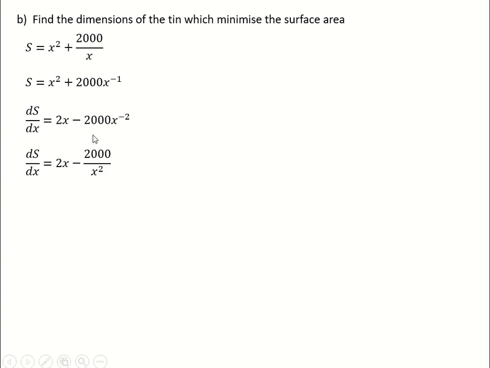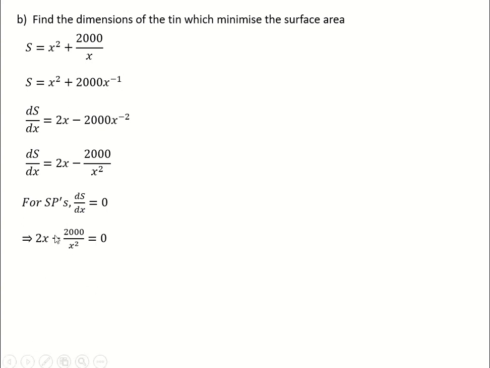It might be worth changing it around first. So 2000 x to the power of minus 2, in the same way we changed this out, we change it back to 2000 over x squared. But I'm trying to solve this equation equal to 0. For my stationary points, I'm trying to find a minimum value, so ds by dx, the function that I've just got, will equal 0. Now you've got an equation, so solve this equation. Do whatever you can to make this simple.